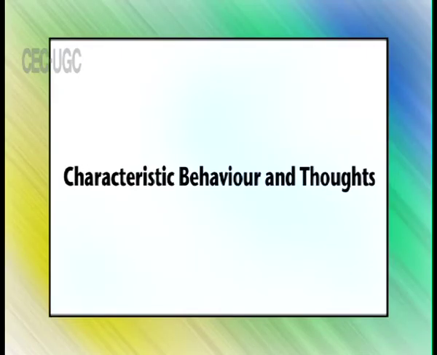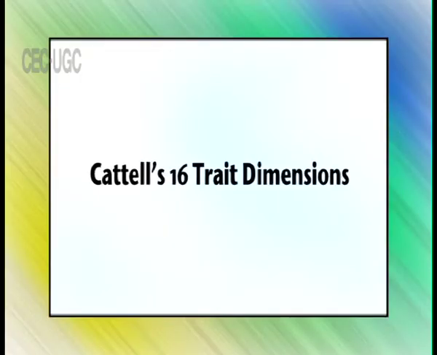Characteristic behavior and thought. The phrase characteristic behavior and thought emphasizes the importance of individuality. No two humans are alike. Every individual has characteristic behavior and thought. Therefore, the only way to learn about a particular person is to study that particular person. Now, dear students, let's have a look at Cattell's 16 trait dimensions.